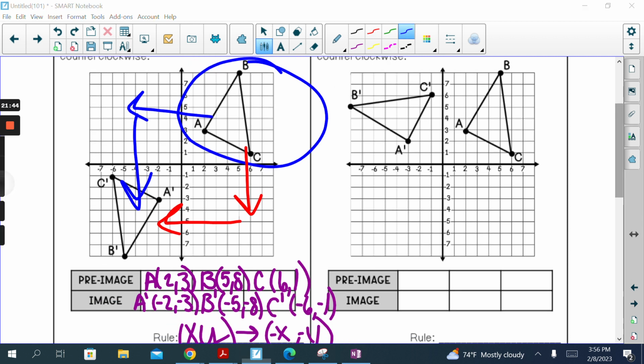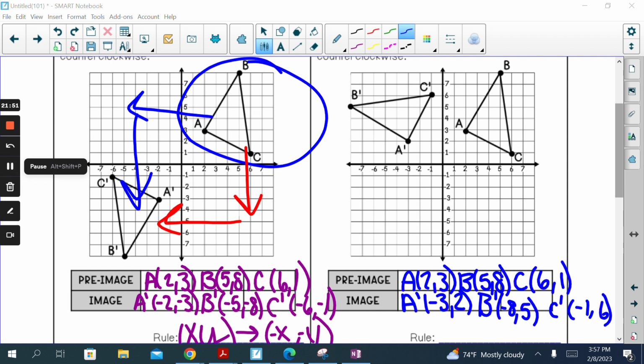All right, so at this point, you should have already paused the video. I'm gonna pause the video, and then you are going to check your pre-image and image, because in 2 seconds it's gonna appear. Your pre-image, you should have had A at (2,3), B at (5,8), C at (6,1), and then your rotated image at (-3,2), (-8,5), and (-1,6).